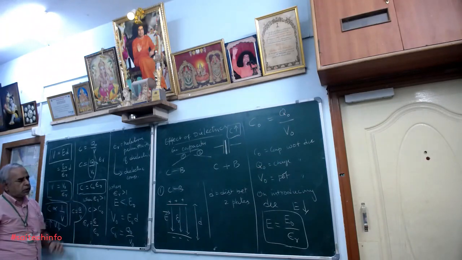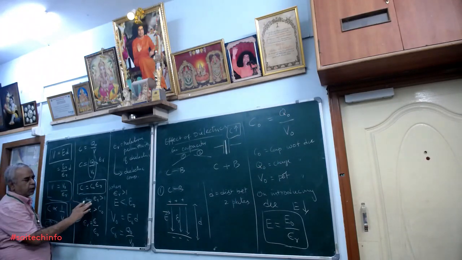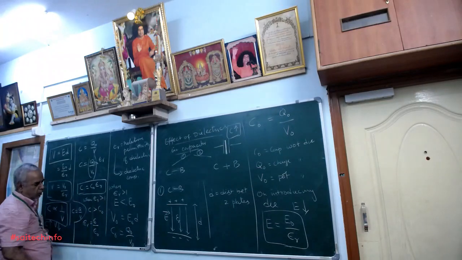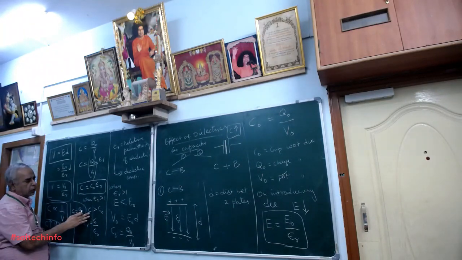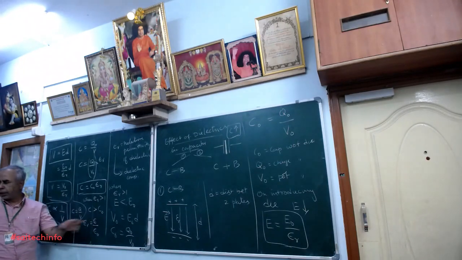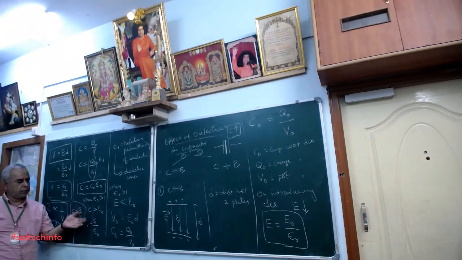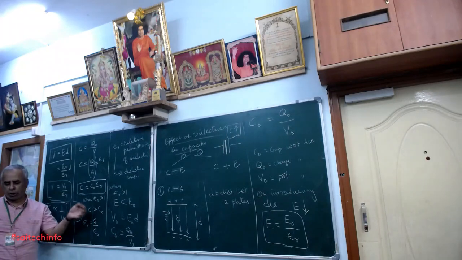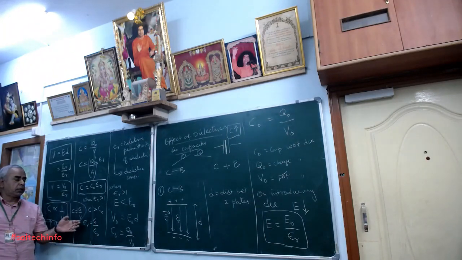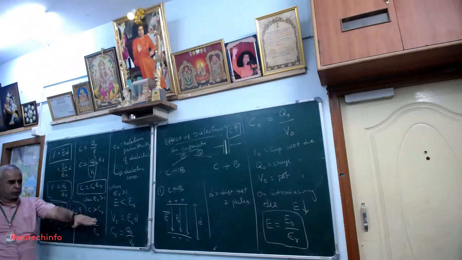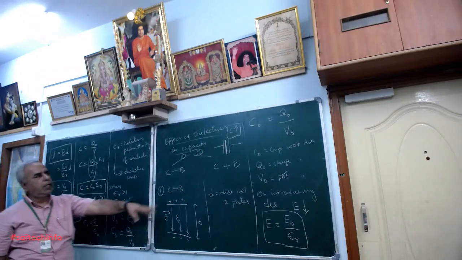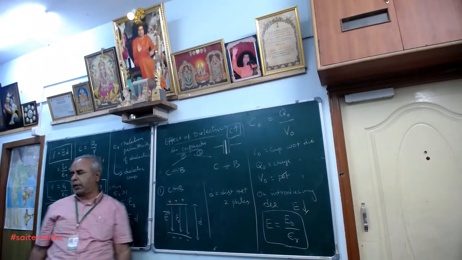So from this it's pretty clear that when epsilon R is greater than 1, what happens? C is greater than C naught. What do we mean by C naught? The capacitance without a dielectric. C is the capacitance with the dielectric. So what does it imply? It implies that by introducing a dielectric, an insulation medium, the capacitance increases. So this is what we wanted to establish, and that I already explained at the outset.